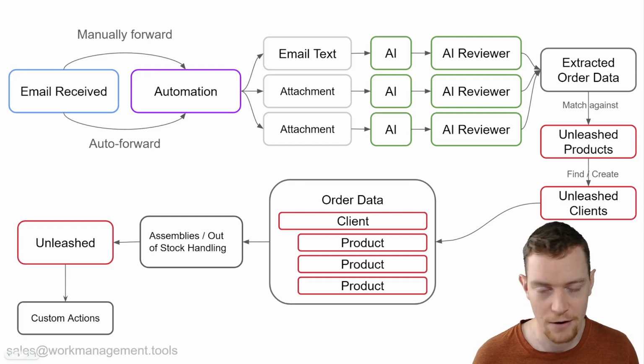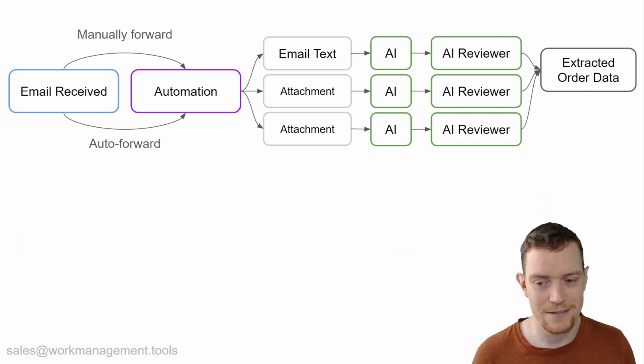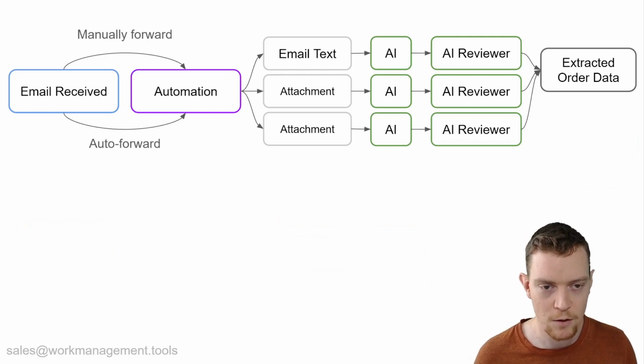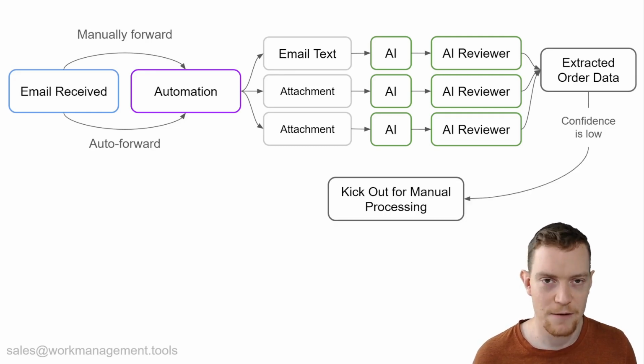And then finally we have our custom actions. And we'll talk a little bit about that later. One other thing to call out here is if the extracted order data doesn't seem good, right? Something's gone wrong. The AI is not really confident about the quality. What it will do instead is say, hey, our confidence is low here. We're going to kick this out for manual processing.